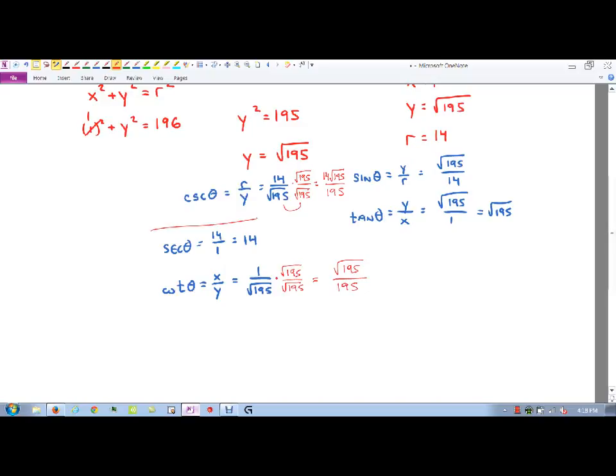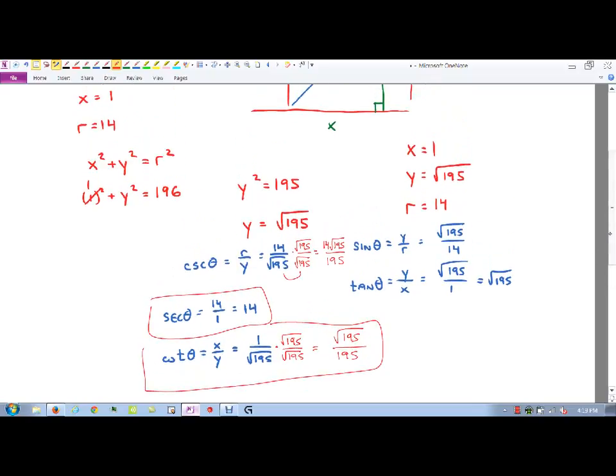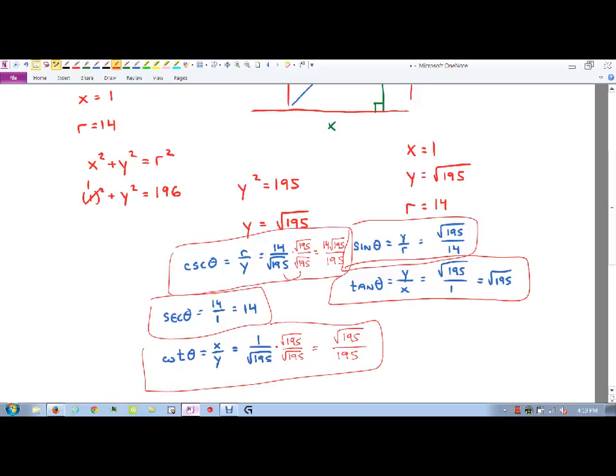So those are your 6, well, we only had to find 5 of them because we already were given one, but those are the remaining 5 trig functions. Hope that helps.